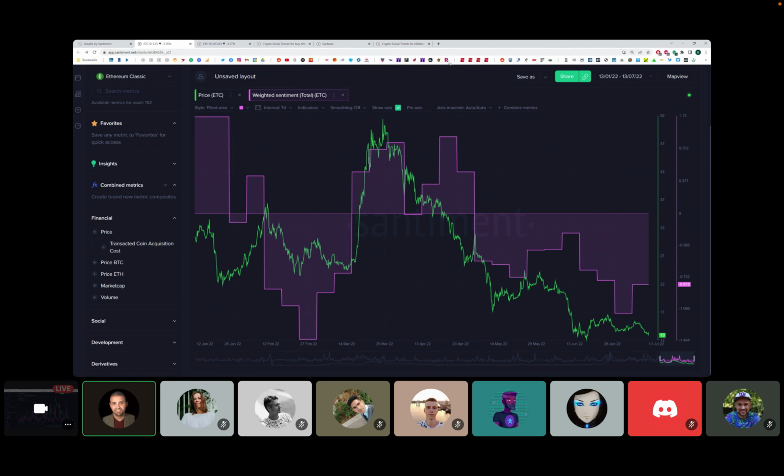So that's the general premise of how weighted sentiment works. And again, quick pause here to see if there are some questions about what is and should remain one of our most important social metrics that Santiment offers.